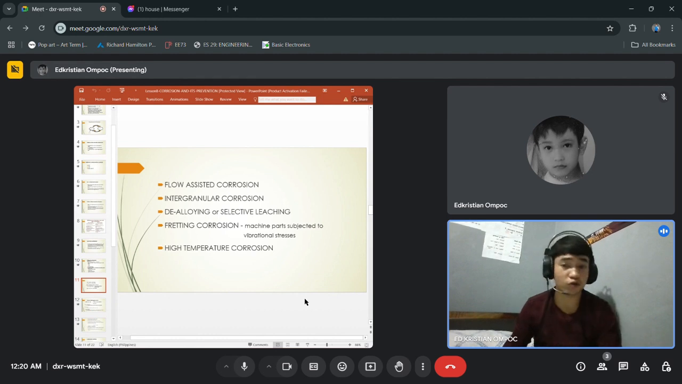Unang flow-assisted corrosion. Intergranular corrosion. It is a form of corrosion where the boundaries of crystallites of the metal are more susceptible to corrosion than their insides. Dealloying or selective leaching. Selective removal of one element from an alloy by corrosion processes. Fretting corrosion.